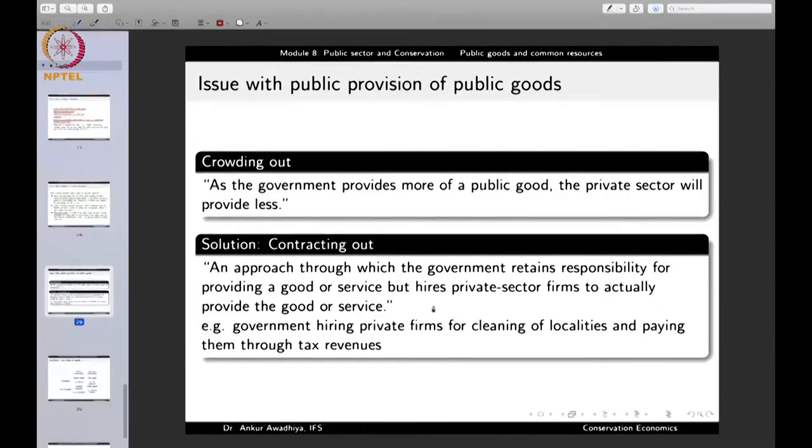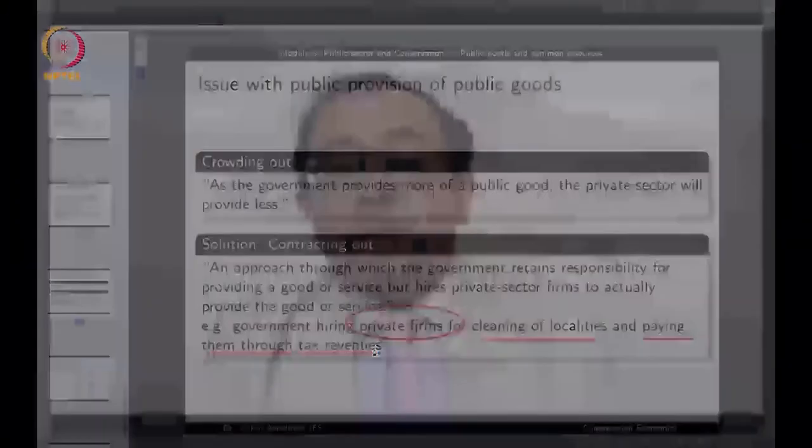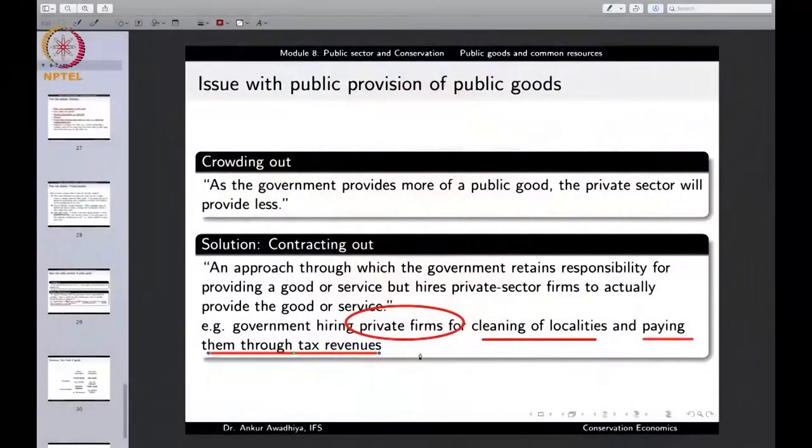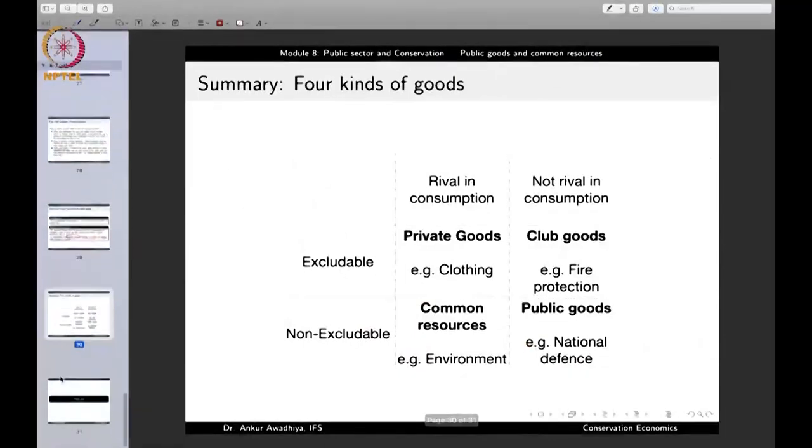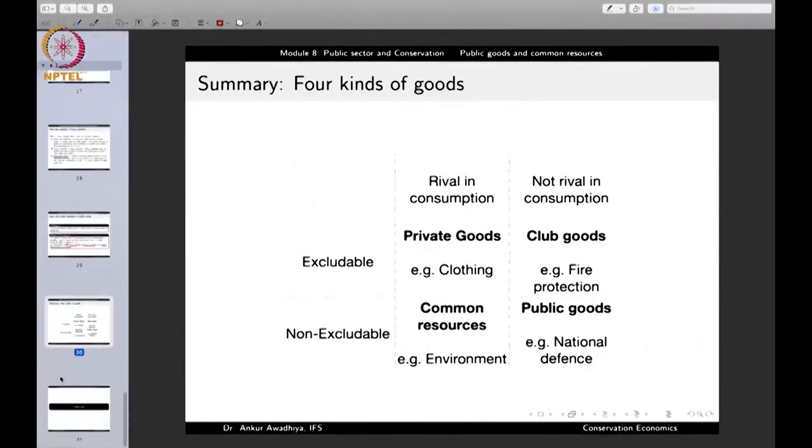Now, in this case, the private sector will be working because they are actually doing the cleaning operation. But because the government is acting as an intermediary by paying them through the tax revenues, so in this case, the free rider problem gets solved automatically because the government ensures that these private sector firms get money for doing the work. So this is an option. So in summary, we have these four kinds of goods determined by whether they are excludable or not and whether they are rival in consumption or not.